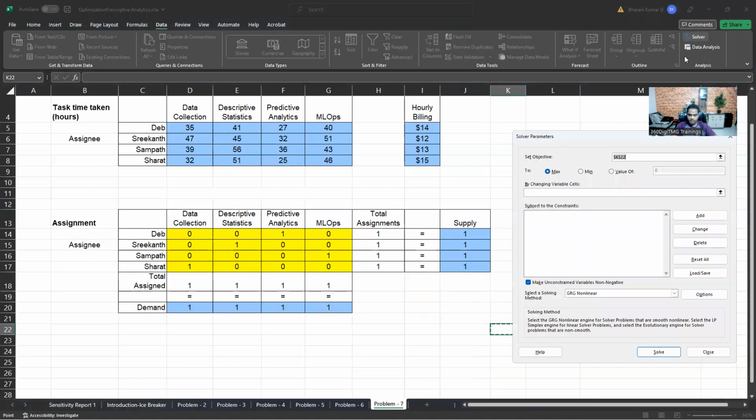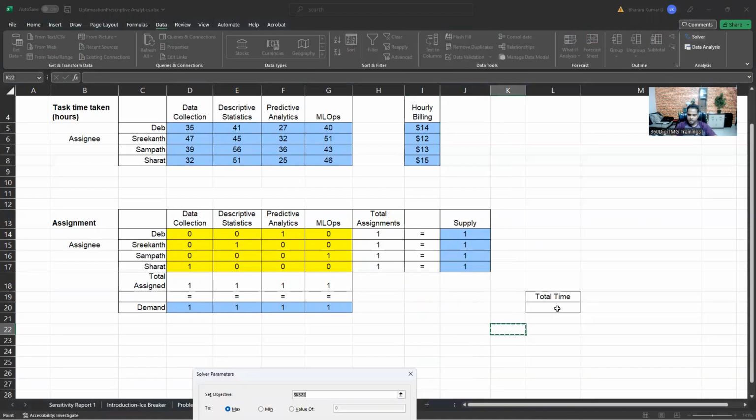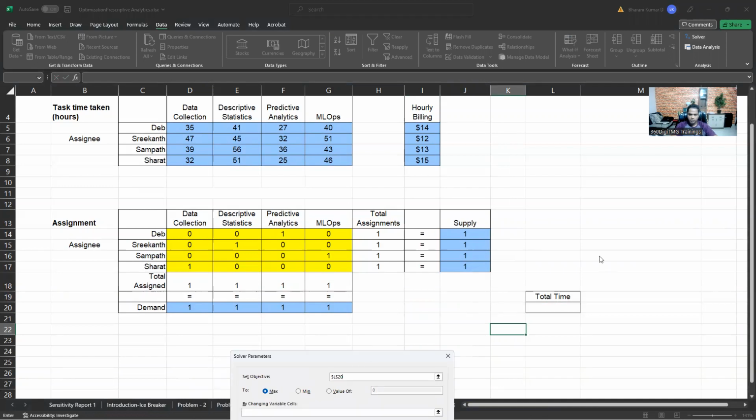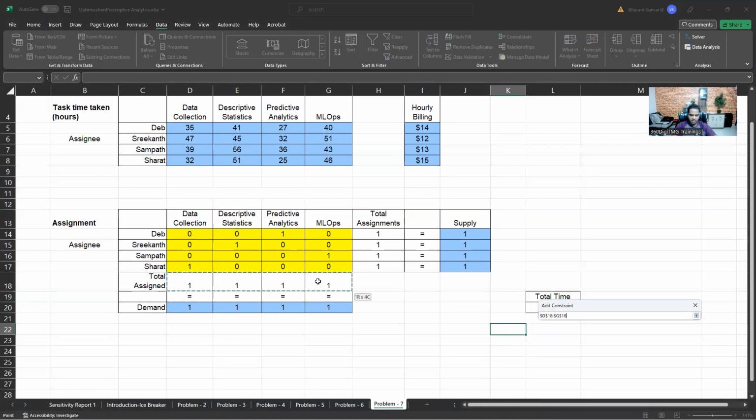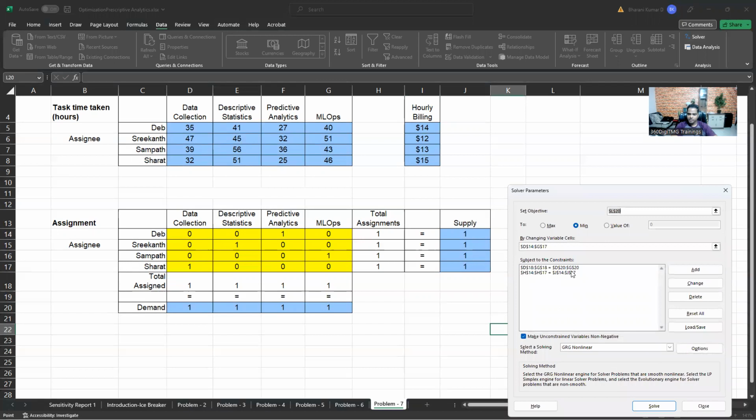Now let me go to data here. Let me click on solver. Our optimization function is to minimize the time. What do we want to do? We want to minimize that by changing what? By changing these, whether you want to assign a task or not. I mean, everything can be zero initially. That's absolutely fine. Then we need to add constraints, right? That all of these should be equivalent to exactly one. Another constraint is total assignments should be equivalent to exactly one. Job done. So we have two constraints.